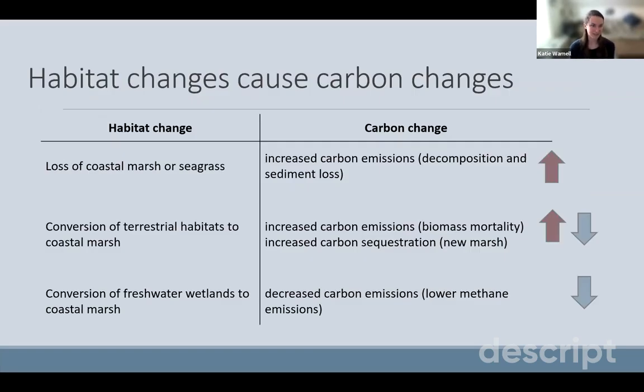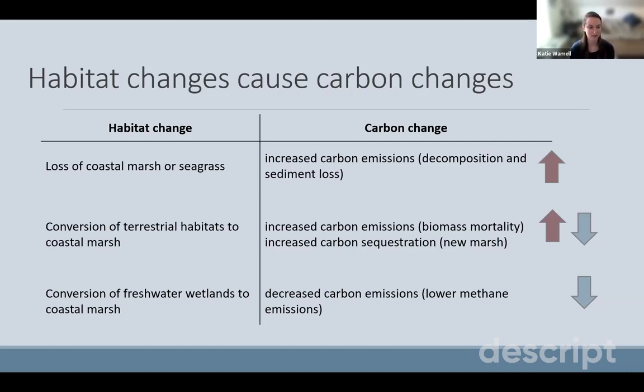And this is just a summary of the habitat changes that show up in our model and how they translate into carbon changes. So if you lose a coastal habitat like marsh to sea level rise, there's likely to be some level of increased carbon emissions because of decomposition and sediment loss. When you convert terrestrial habitats to coastal marsh through marsh migration, you get increased carbon emissions through biomass mortality. We're already seeing this in North Carolina with our ghost forests along the coast. But you also get some increased carbon sequestration because you have new marsh being established, and often coastal marsh can sequester carbon at a higher rate per unit area than even a terrestrial habitat like a forest.